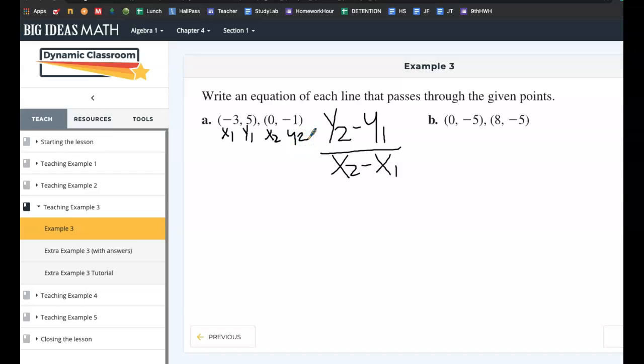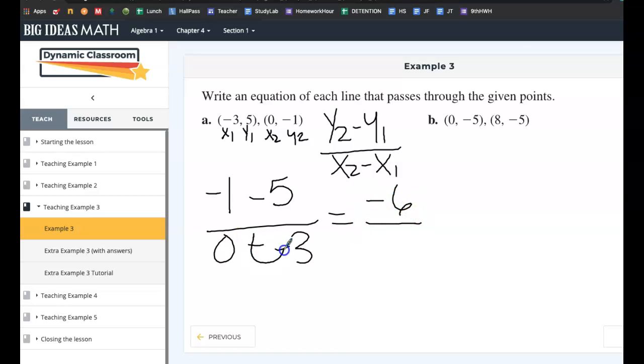So then I just plug it in for the formula. y2 is -1 minus y1 is 5 over x2 is 0 minus x1 is -3. Therefore, -1 minus 5 is -6 over 0 plus 3 is 3. -6 over 3 can be reduced to -2. So m, or your slope, is -2.